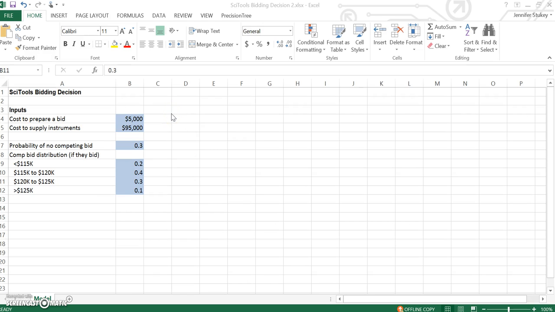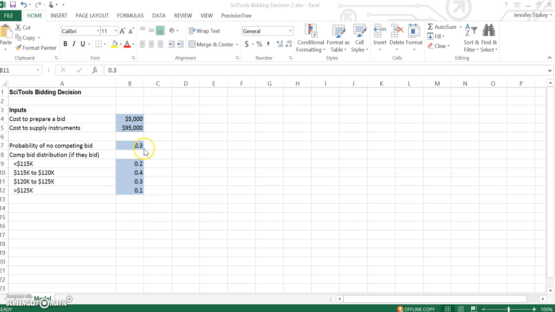And here's what the model is showing us so far. First of all, if SciTools bids, it's going to cost them $5,000 to prepare the bid. Okay, so if they bid and they didn't win, they would be out $5,000. If they get the bid, it's going to cost them $95,000 in order to supply the instruments.